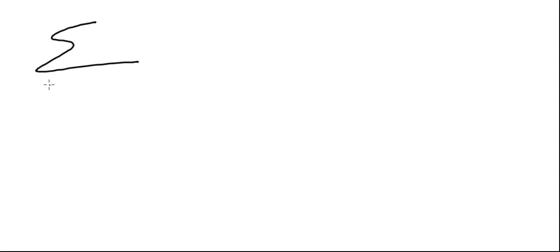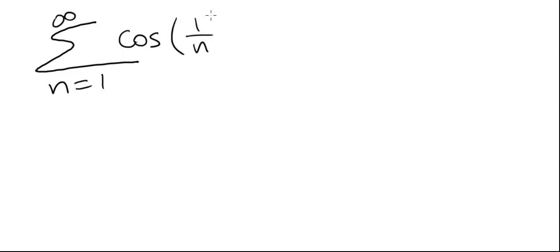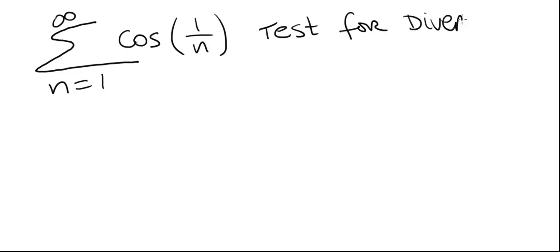We're going to look at the series from 1 to infinity of cosine of 1 over n. We want to know if this series converges or diverges. And we'll be using the test for divergence. Now, this test is often overlooked. When we look at the series, we see that this is not a geometric series. We should try test for divergence because it can save a lot of time and effort.